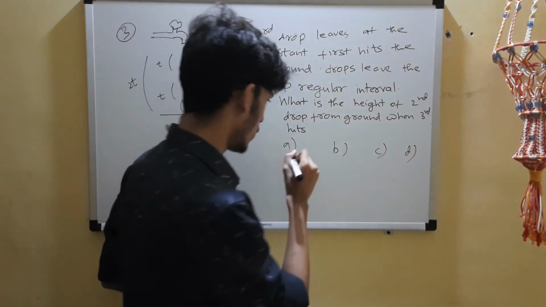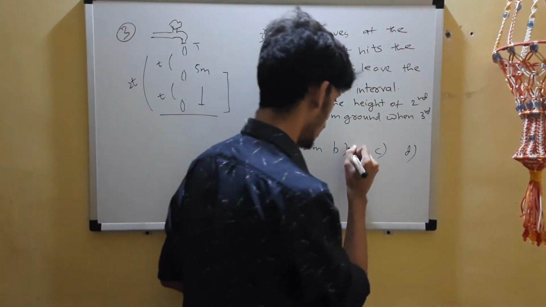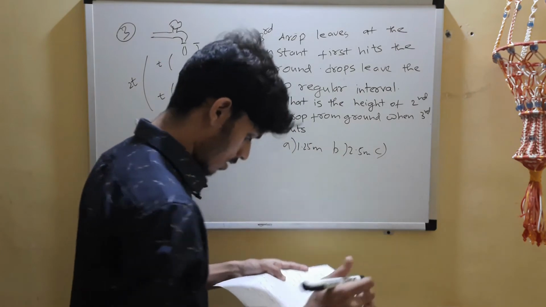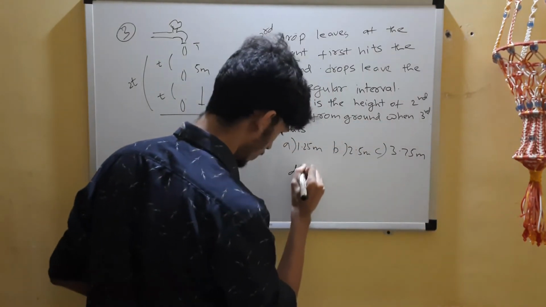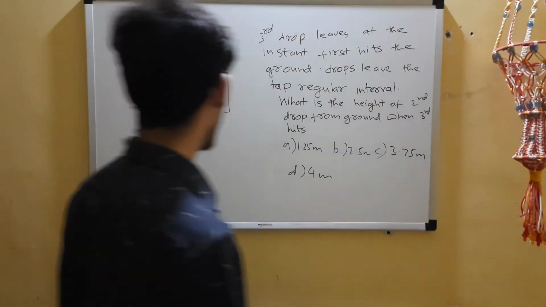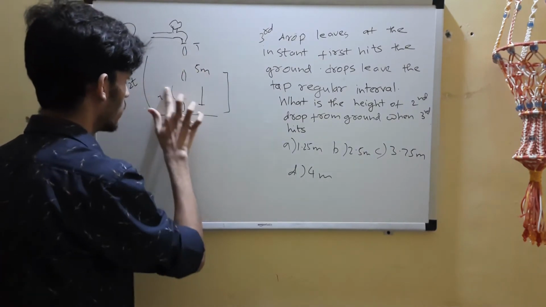Okay, so here are your options. First one is 1.25 meter. Second one is 2.5 meter. Third one is 3.75 meter. Fourth one is 4 meter. Okay, you can try that out. So we are going to do it in a wise way.